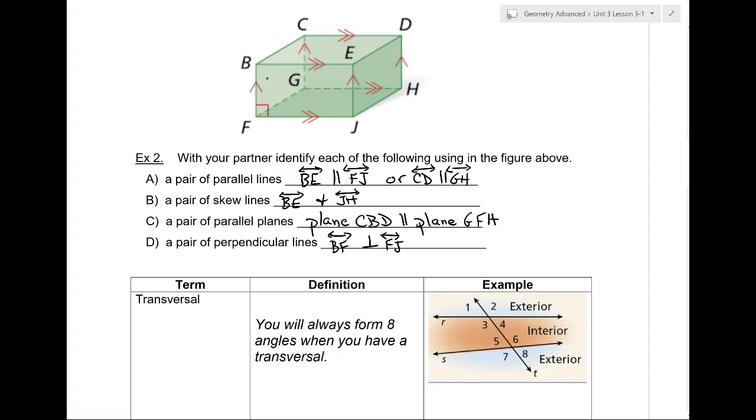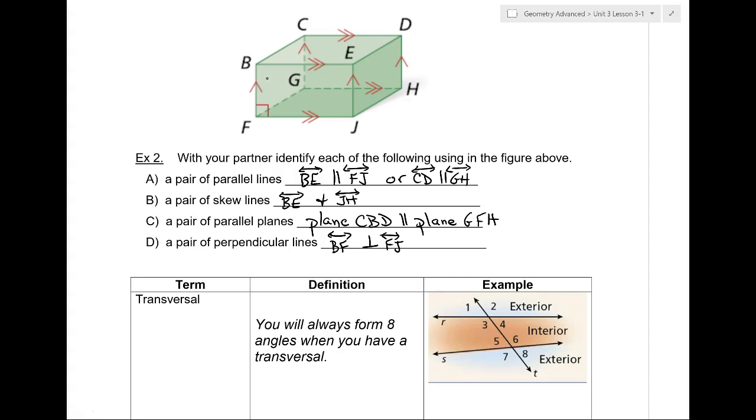A pair of skew lines, I just chose BE and GH, but I'm sure you guys chose different ones, and that's okay. I always just think, make sure one passes over the other. It just makes it easy. A pair of parallel planes, I just did the top and the bottom, plane CBD and plane GFH. However, please make sure you use correct notation, because guys, will I still take off notation points if you don't use it correctly? Yes.